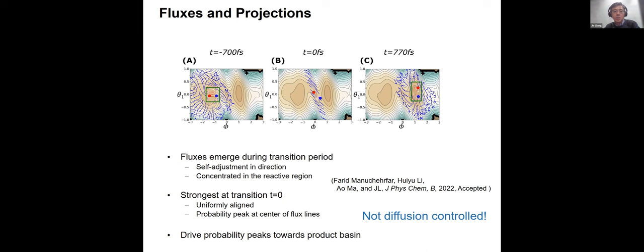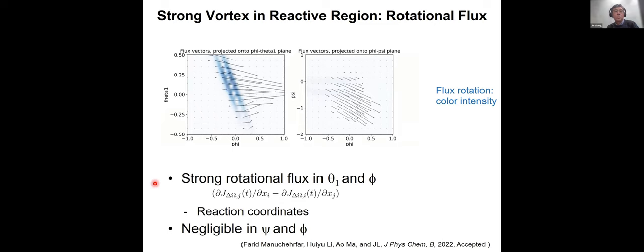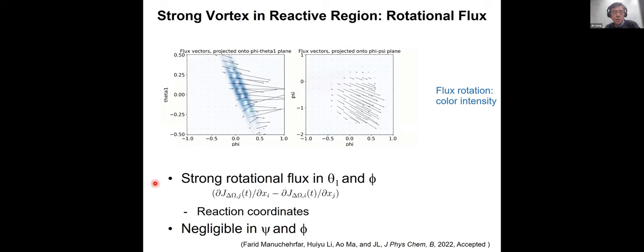The other thing we can look at is the rotational flux that I just told you about. Let me start by looking at another video, and you can see the rotational flux. On the left figure, it is projected onto the plane of the reaction coordinates. On the right, it is projected onto the Ramachandran coordinates. But you can see in the reaction coordinates, there is a strong rotational flux.